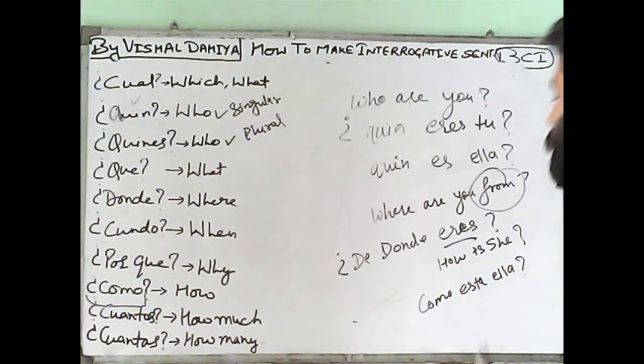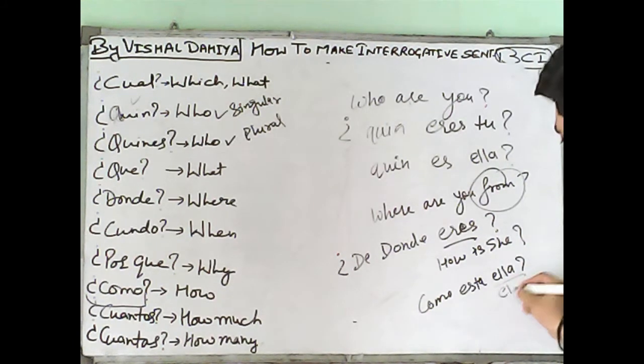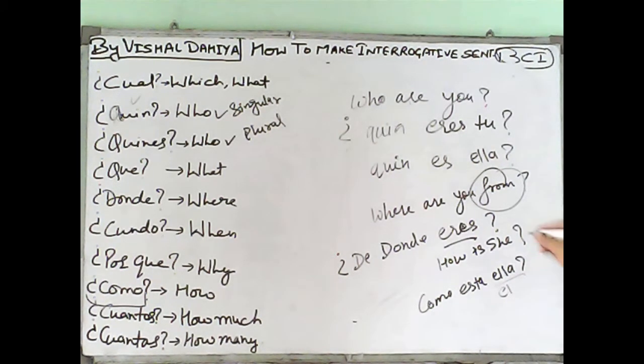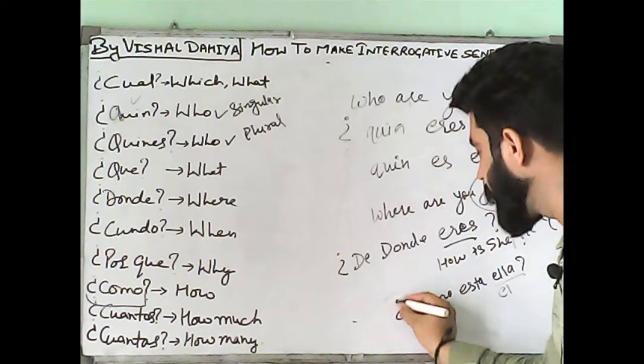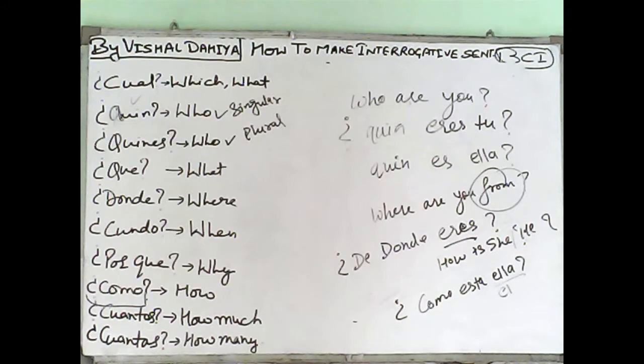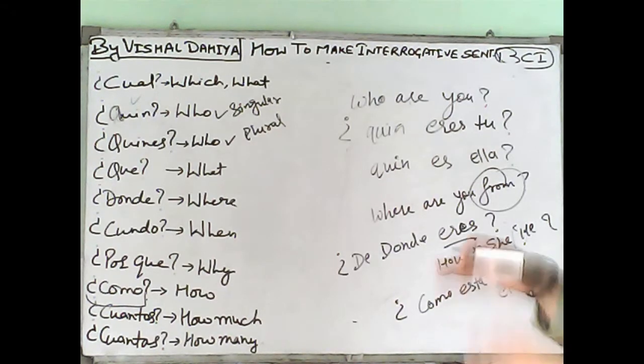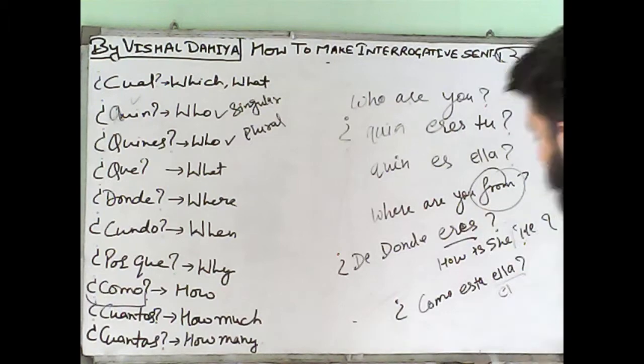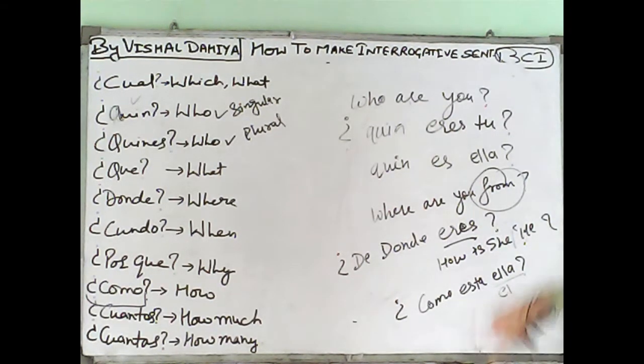But particularly if I just want to mention he or she, I'll use ella or él, right? But don't forget, in writing you have to use question marks on both sides, upside down at the start. But in speaking you have to use voice modulation. ¿Cómo está ella?